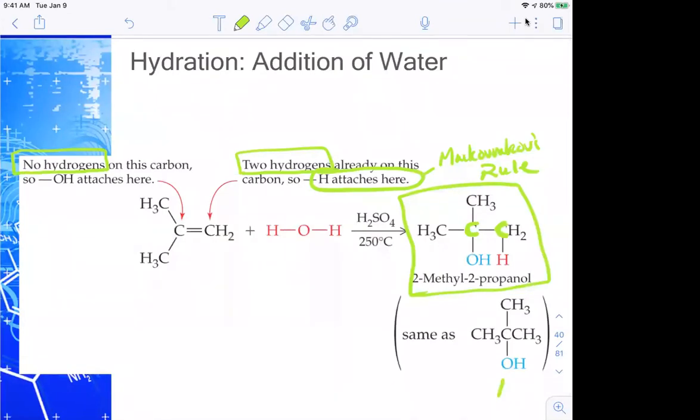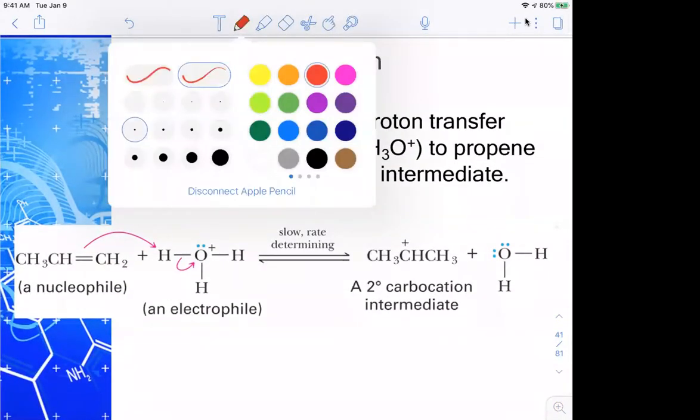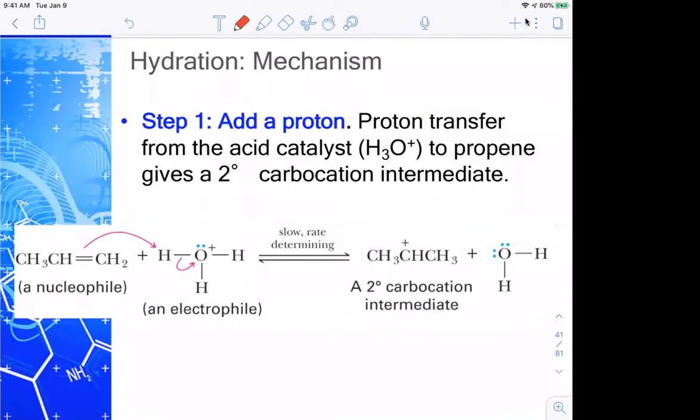Notice I can also write this as this compound down here. Those are identical connectivity, so they are the same structure. If you named it, you would see that you get 2-methyl-2-propanol if you put that hydrogen on there and represent that CH3 as a methyl group. All right, so let's look at the mechanisms. Mechanisms are always the most fascinating things.